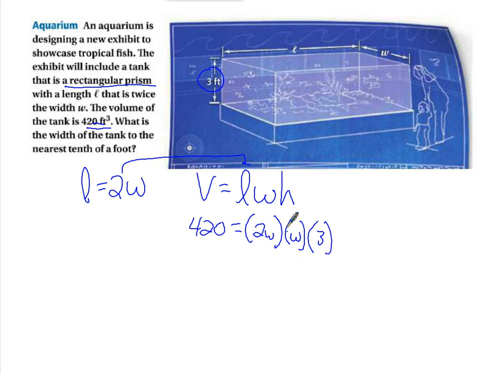So now I have 3 times 2 times W times W. 420 equals 6W squared. 3 times 2 is 6. W times W is W squared. Now what?